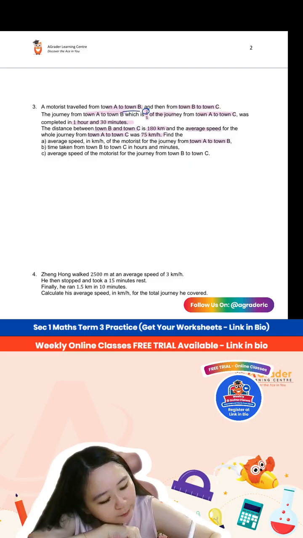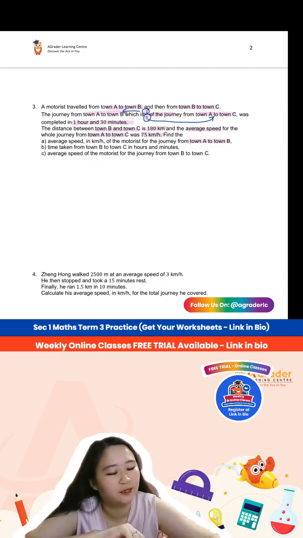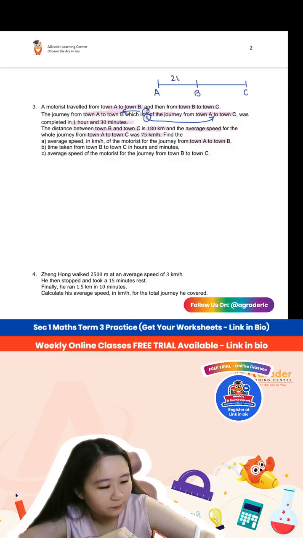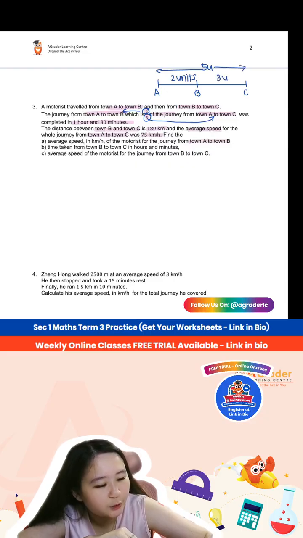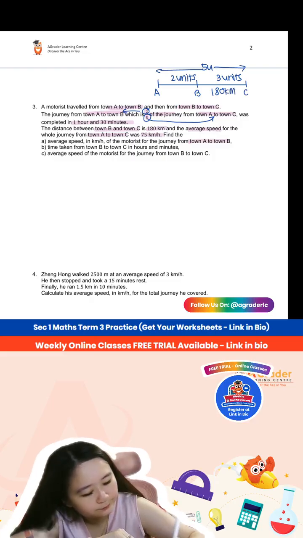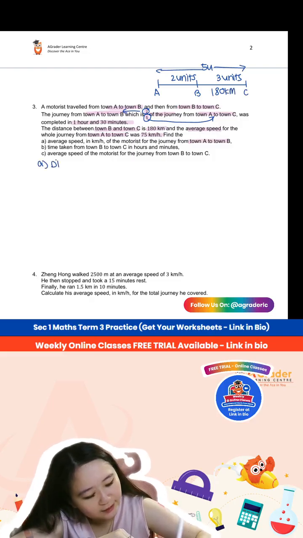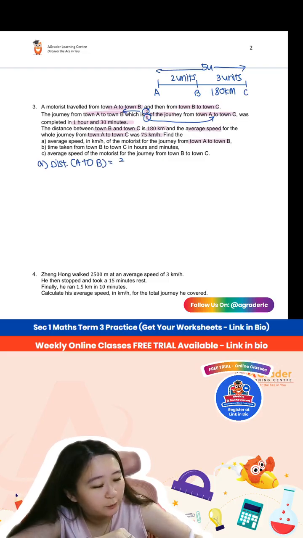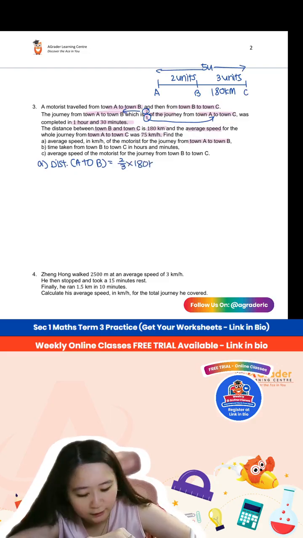So this means, from town A to town B is 2 units when the distance from town A to town C is 5 units. So we can roughly sketch here A, B, C. If here is 2 units, the total is 5 units, means here is 3 units. And they give you the distance between town B and C, which is 180 km. So for part A, we can find the distance from town A to B. 3 units is 180, so we find 2 units: 2 over 3 times 180 km.